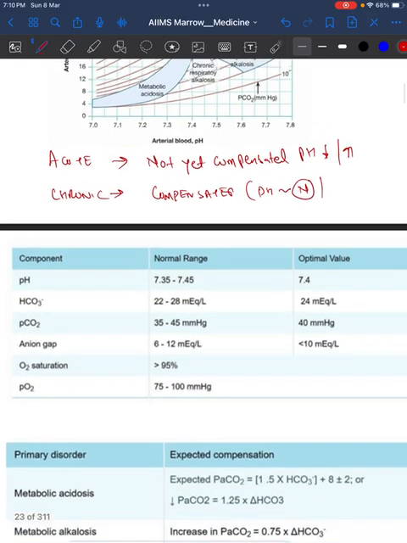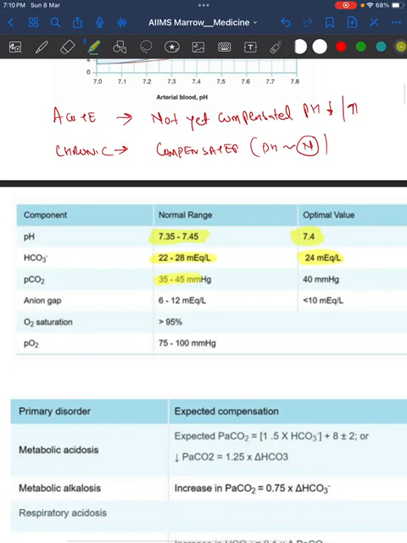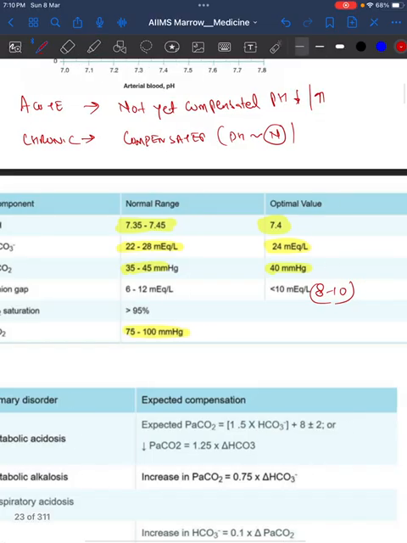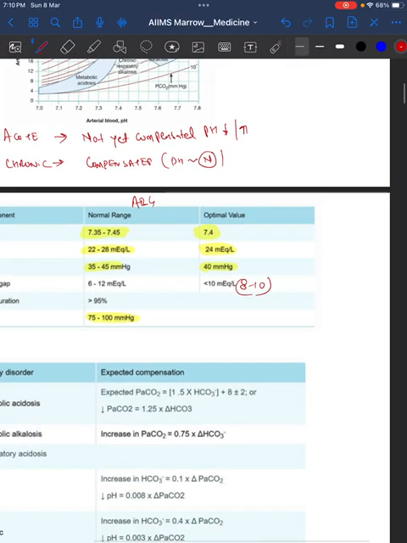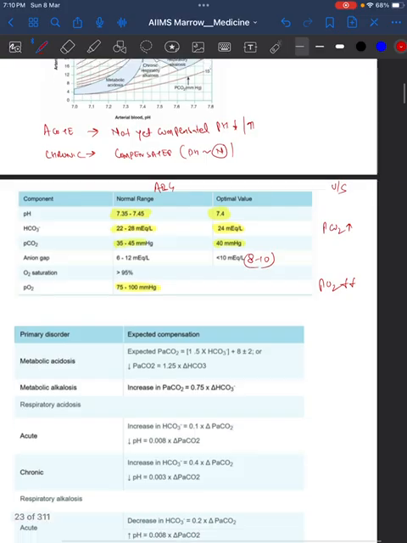Next, you should know the normal values. pH normal, we take it as 7.4. Bicarb is 22 to 28, we take 24 as the normal value. PCO2 is 35 to 45, we take 40. Anion gap we can take around 8 to 10 as the normal value. Then coming to the PO2, it is 75 to 100. Now this is the table of ABG. If we were to see the VBG, the PCO2 in VBG will be a little higher than this, and the PO2 will be a little lower than this. This is the only difference between ABG and VBG.